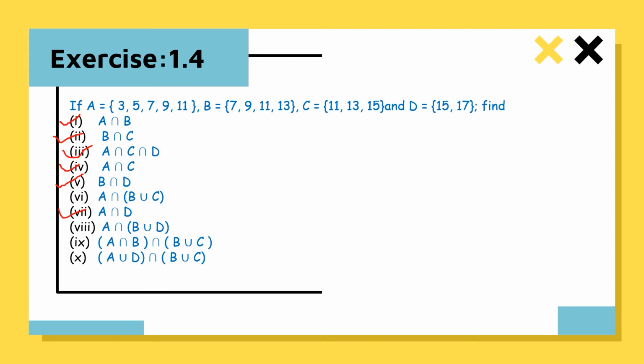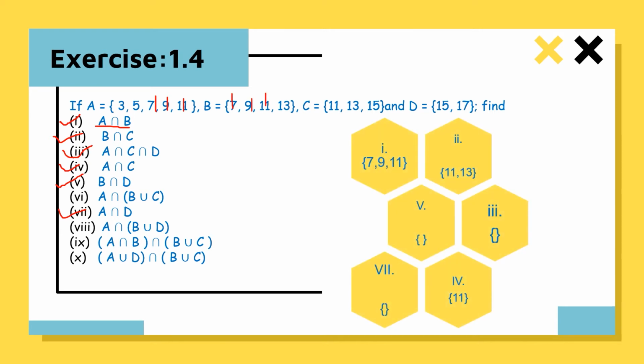Okay. So A intersection B means what? Elements which are common in A and B. Can you see? Common elements 7, 9, 11. 7, 9, 11 are there in both. So first question, if you see, A intersection B is {7, 9, 11}. B intersection C, elements which are common to B and C. It is 11 and 13. Yes, so {11, 13}.